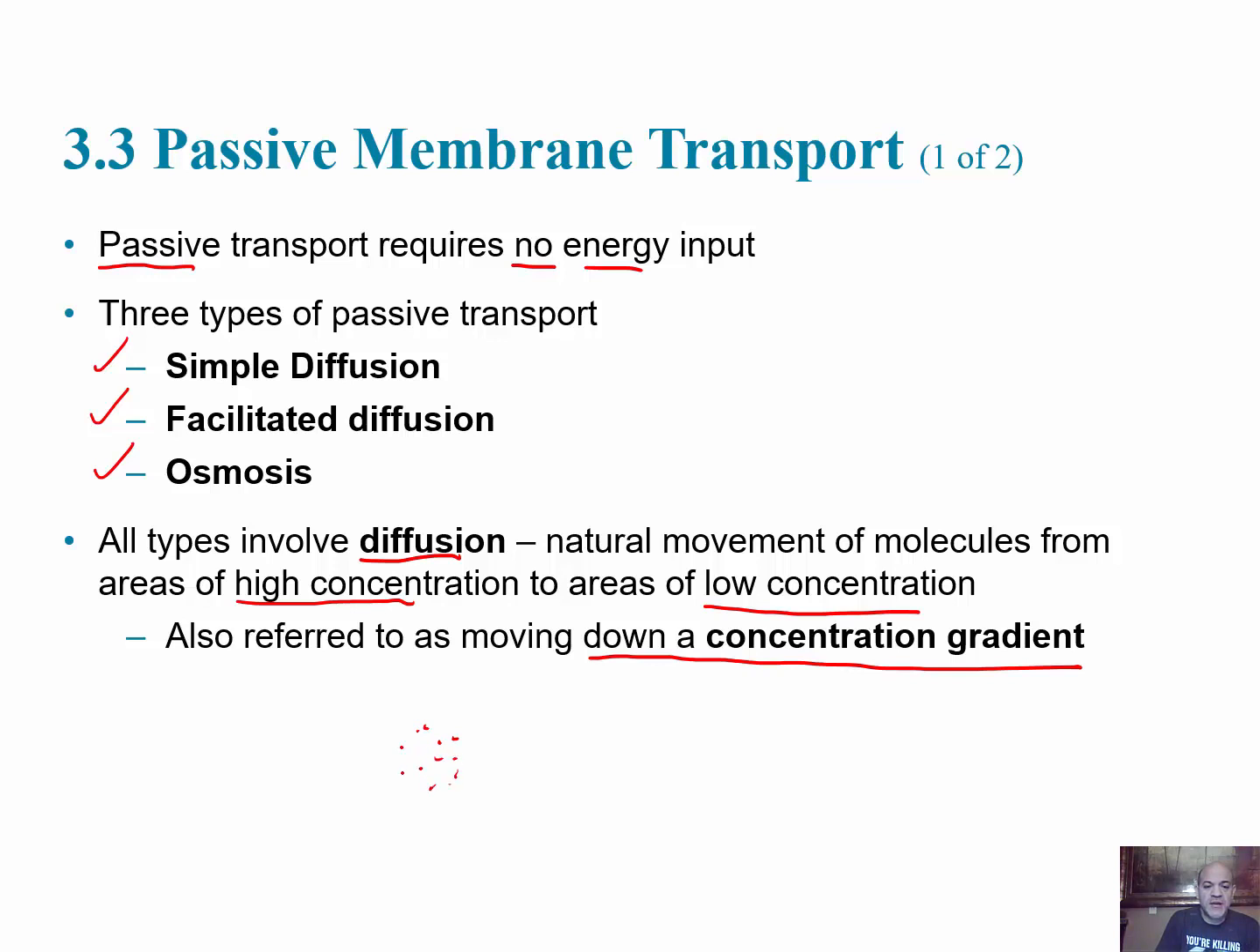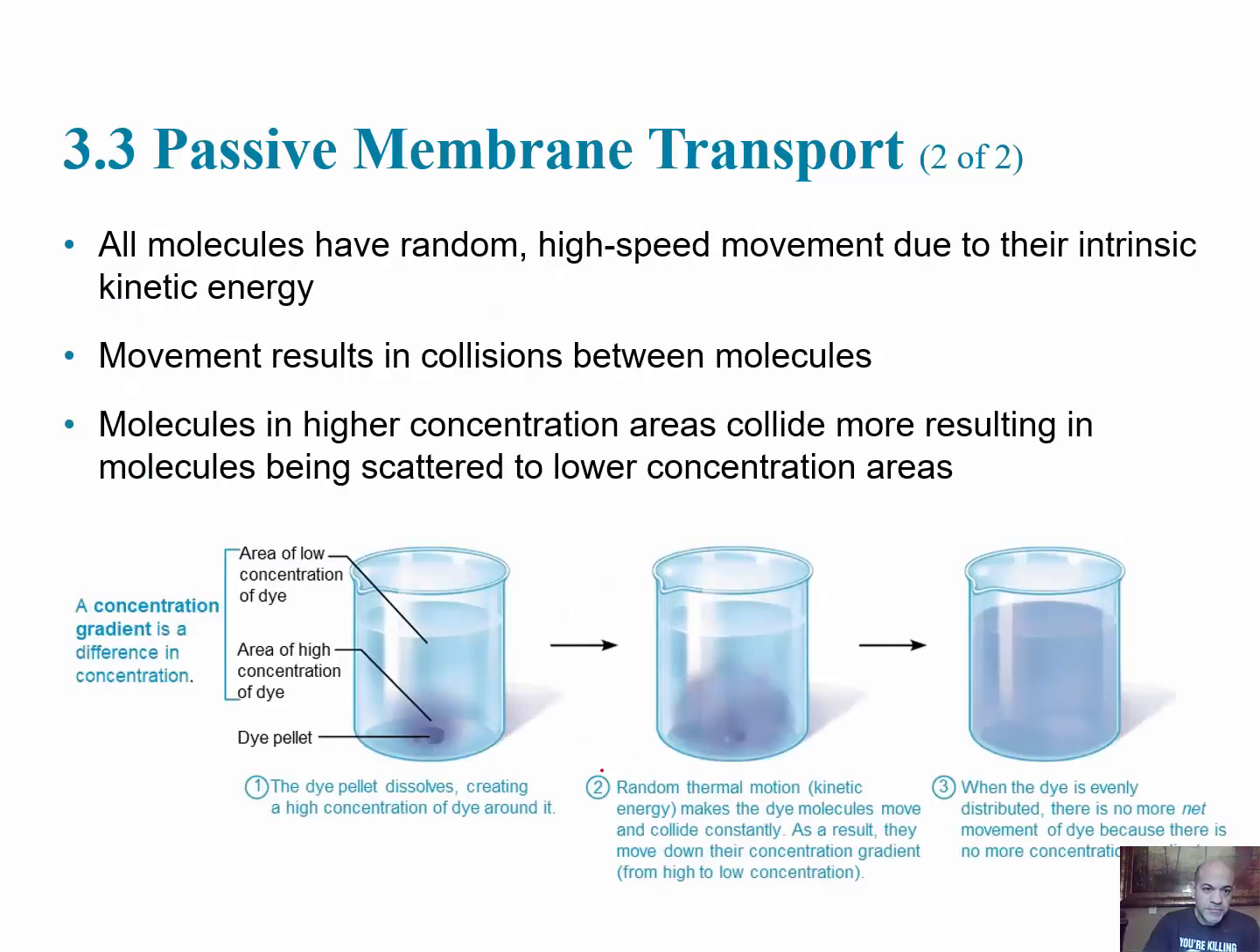So you'd have an area where there's a higher concentration of particles, and then an area where there's a lesser concentration. Overall, the net movement would be in the direction from high to low. When it comes to diffusion, we have to understand that all molecules have a random high-speed movement due to their kinetic energy. Kinetic theory states that all particles are constantly moving as long as temperature is above absolute zero. When molecules are moving around and free to move, they're going to be colliding with each other.